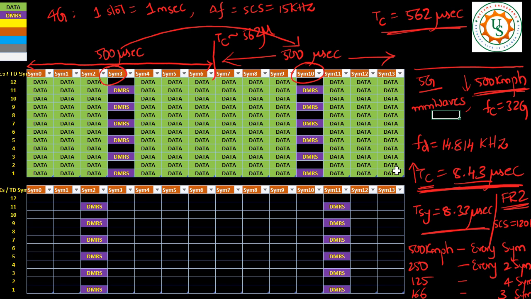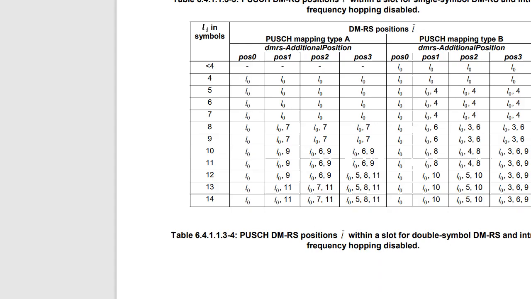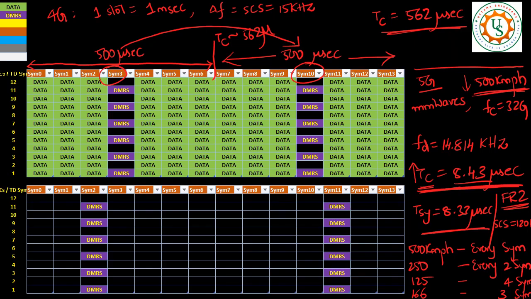Then I think you got the clarity. Maybe I will take 5, 8, 11. So 11 is already there, then 5 and 8 you can see. So in every three symbols, there is a DMRS. So I think you got the clarity on why such kinds of configurations are supported in the specification.